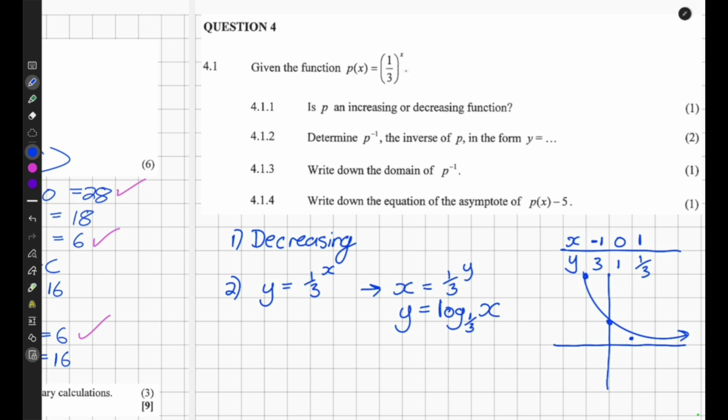Always just check if they didn't say leave it in the form of p to the power minus 1, because you will lose a mark if that is not correct. Write down the domain of p minus 1.